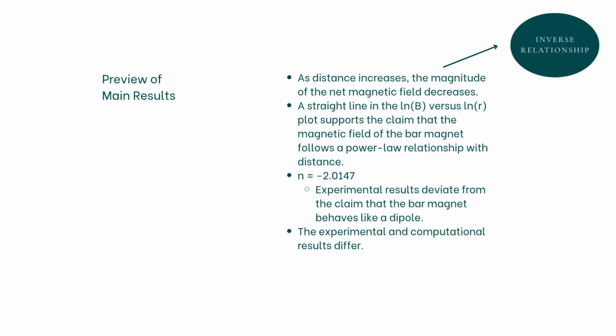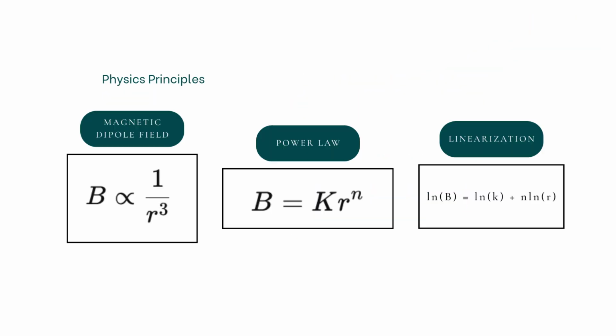I determined the value of n in the power law equation to be negative 2.0147. However, my experimental results deviate from the claim that the bar magnet behaves like a dipole, and overall the experimental and computational results do differ.